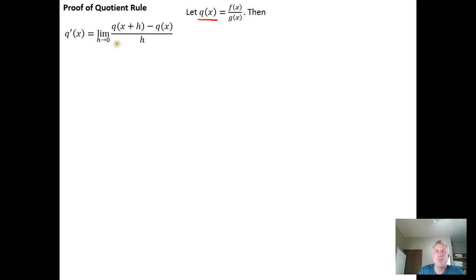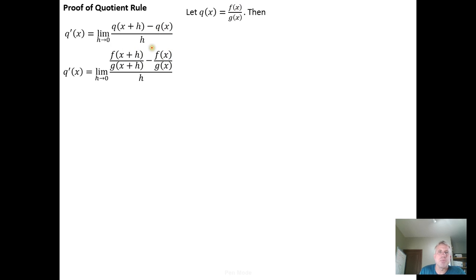So the derivative of q is the limit, as h goes to 0, of the difference quotient for the function q. But q is just a ratio of two functions. So if I'm replacing x plus h into the function q, I'm actually putting x plus h into this ratio. And if I'm subtracting q of x right here, I'm really just subtracting f of x over g of x. So we can make a couple of substitutions. We can replace q with its ratio, f over g, and where we see the x plus h, we pop it into the f function and the g function. And we replace q of x here with f of x over g of x.